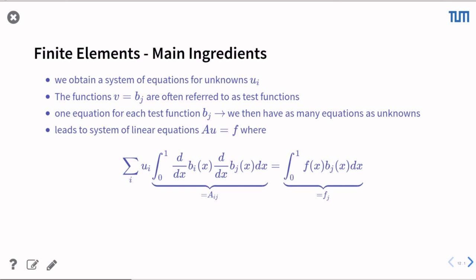Okay, and then you've got your right-hand side where you just tested your right-hand side with a basis function b_j, and then that gives you f_j. Okay, so now we have a system of linear equations.